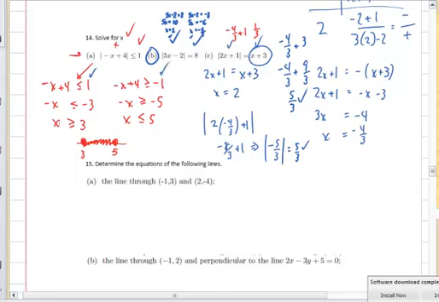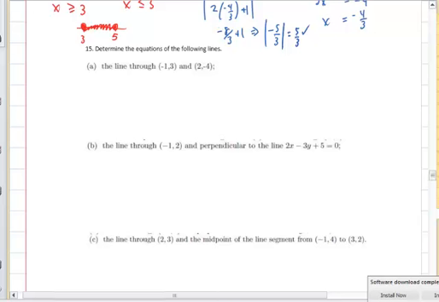So anyway, on the next one, it says determine the equations of the following lines. So we have 2 points. The first thing you want to do is find the equation of the line. You can find the slope first, and then you can use 1 point and put it into point slope form.